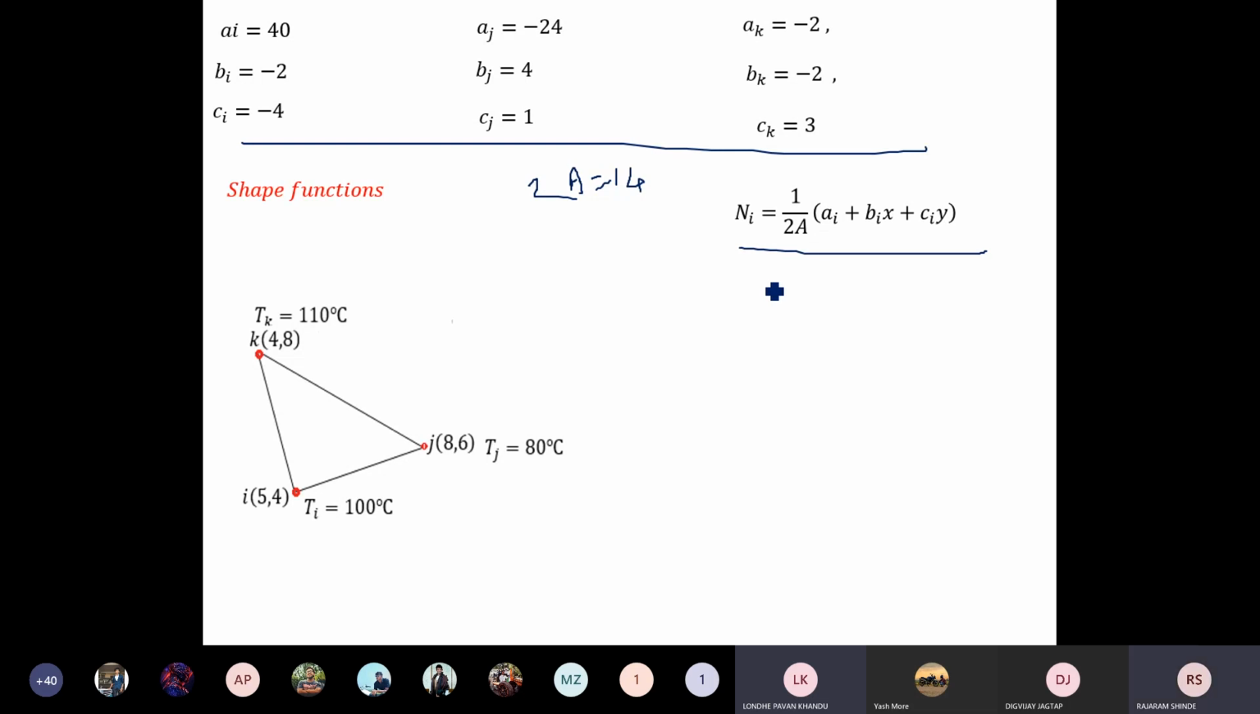Yes, speak. Next one. Can anyone tell this? See here, I have written here. This is 2a. 2a we have already calculated. Ai is 40, Bi is minus 2 into x, and Ci is minus 4 into y. This is your Ni. Now, next one.